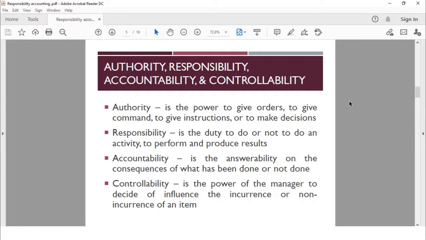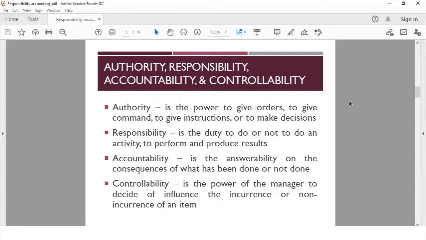Now, authority and responsibility must go together because authority without responsibility is absolute power, and absolute power corrupts absolutely. So again, authority and responsibility must go together. If you only have authority but no responsibility, like you are only giving orders but you are not doing anything, then what you have is absolute power. However, if we reverse it, you only have responsibility without the authority, that is what you call blind obedience.